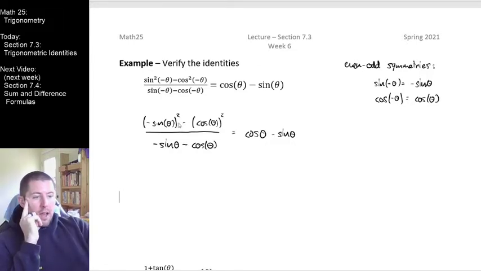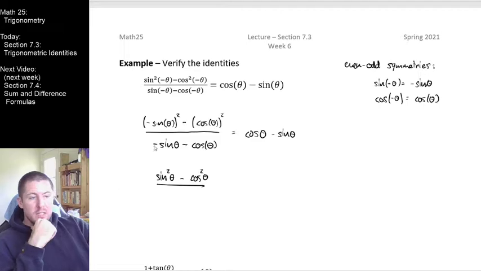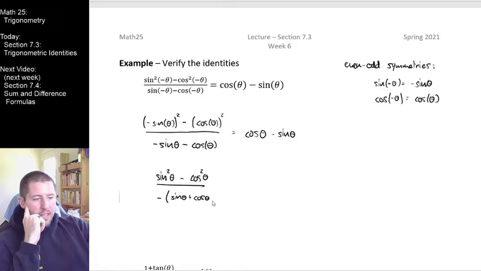Now, what do we got? What's going on up here in the numerator? It looks like I square this. Squaring a negative gives it the positive version. So I'm going to get sine squared theta minus cosine squared theta over. And what's going on down here? It looks like there's negatives on both of these terms. I feel like maybe I want to factor out that negative, right? To get at a sine of theta plus cosine of theta. There was negatives on both. Now there's negatives on neither because I factored it out.